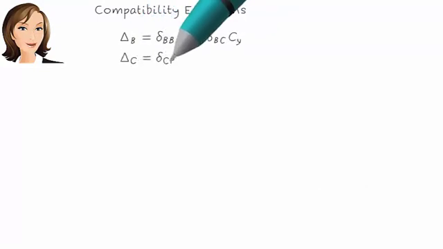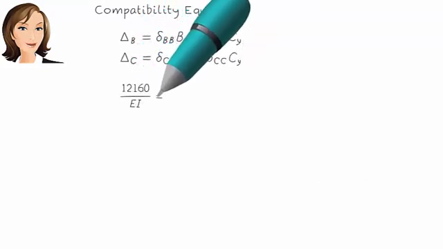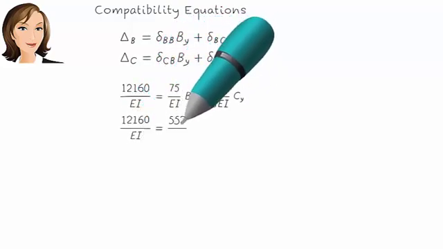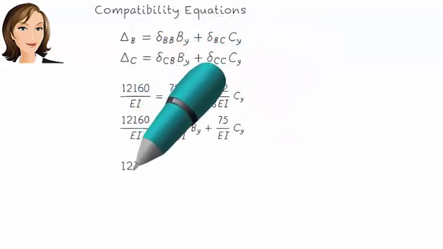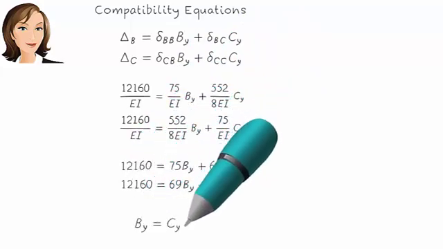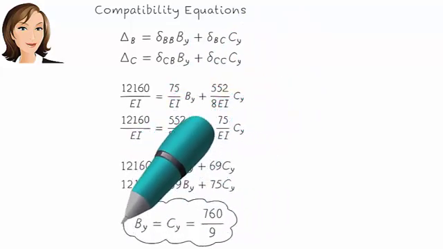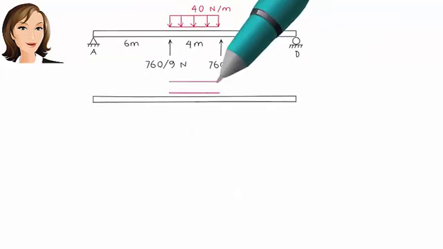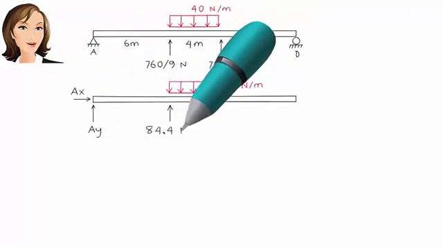Now we can write our compatibility equations and solve them for the redundant forces. The remaining unknown reaction forces, there are 3 of them, can now be calculated easily using the equilibrium equations.